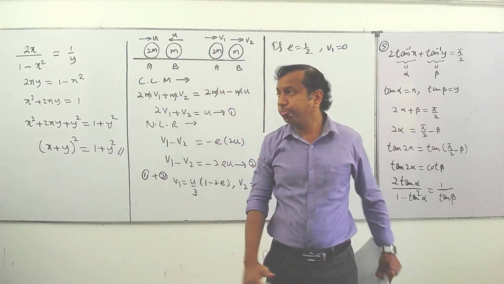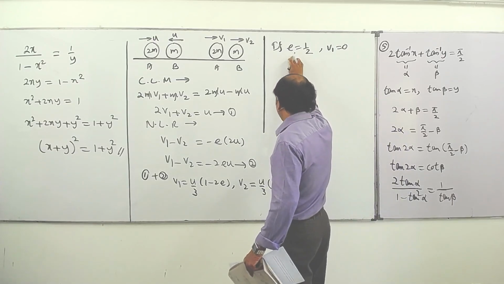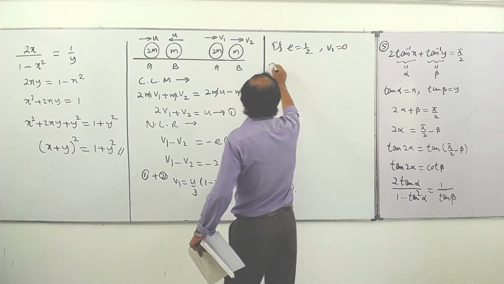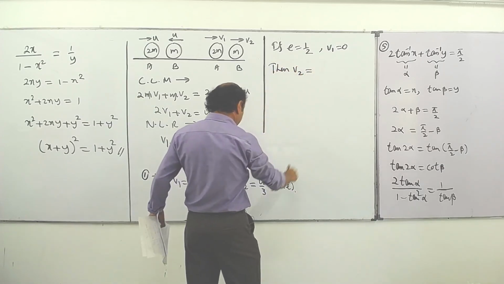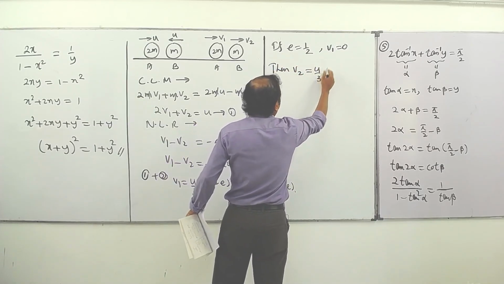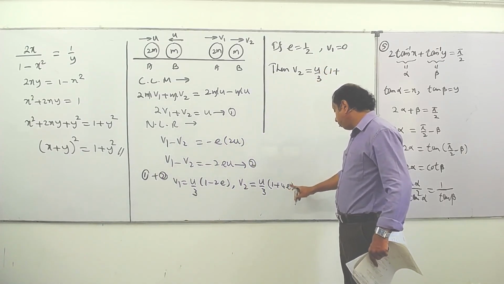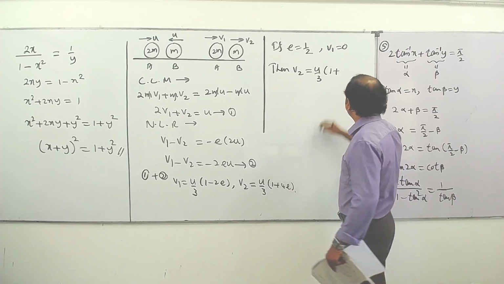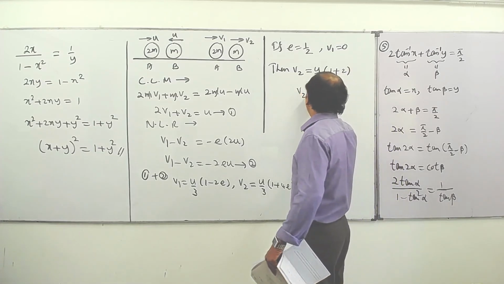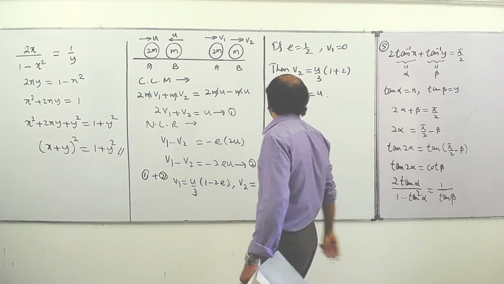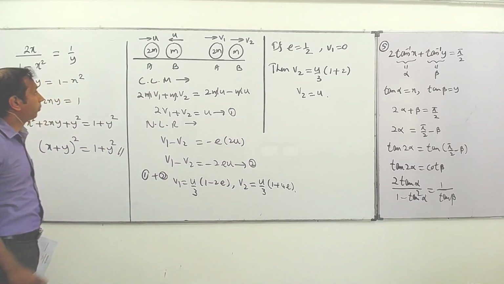Understood? Right. Then with e equals half, I am going to find V2. What is V2? u by 3, into 1 plus 4e, and e is half. Then here we get 2, and then we get V2 as u.